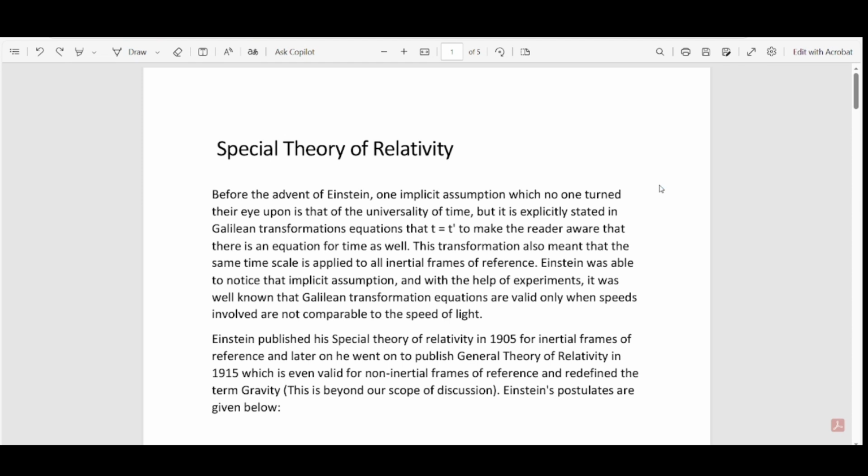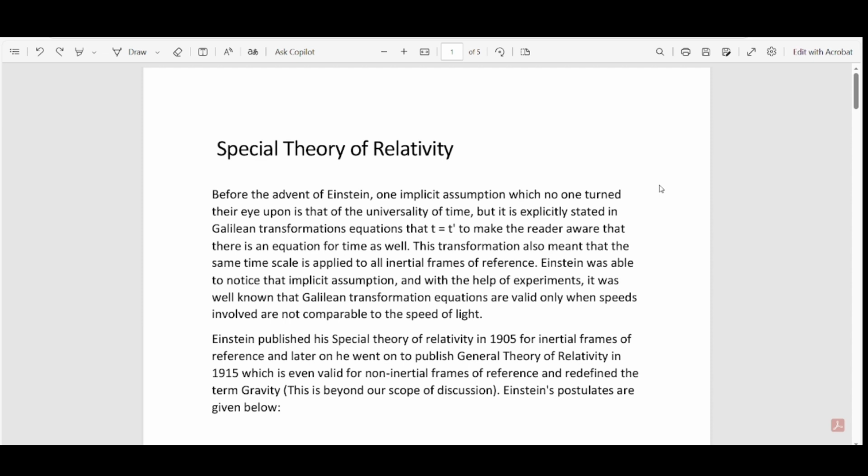So he came up with the special theory of relativity in 1905, which was only applicable to inertial frames of reference. And then after 10 years, in 1915, he published the general theory of relativity, which is applicable even to non-inertial frames of reference. It also redefined the term of gravity.